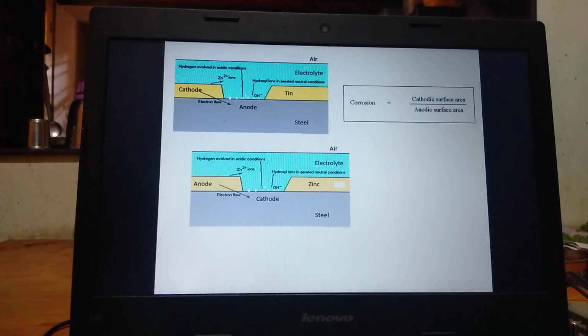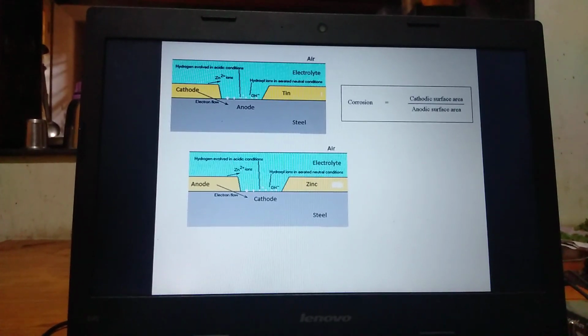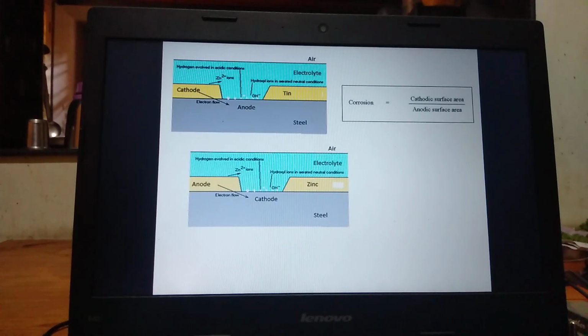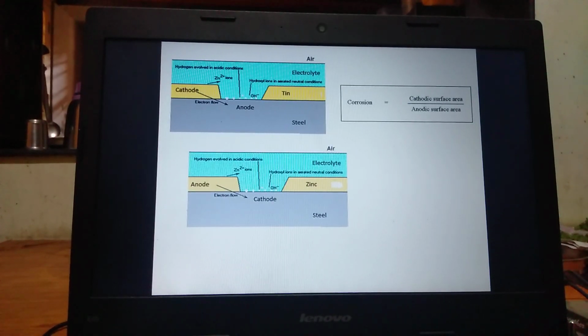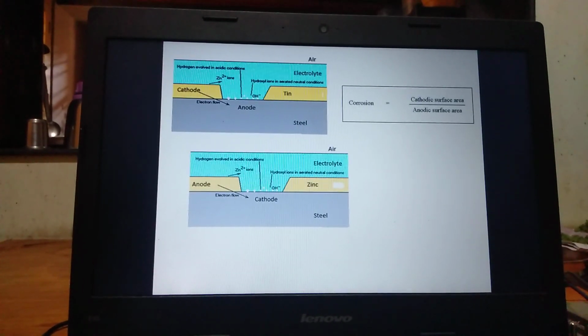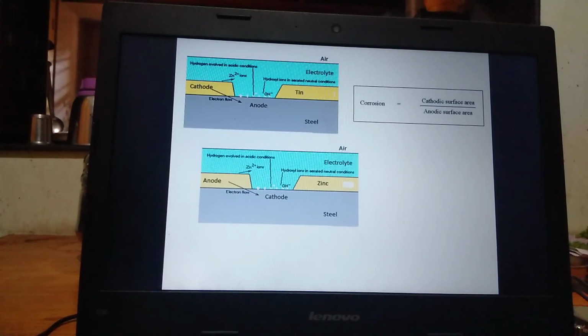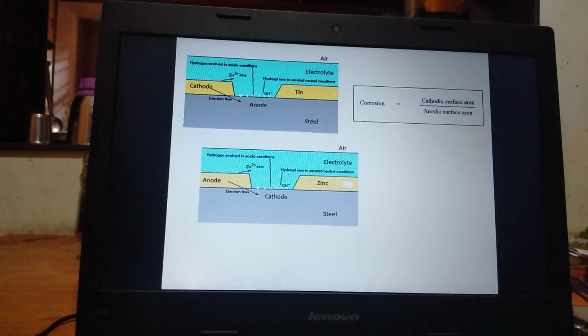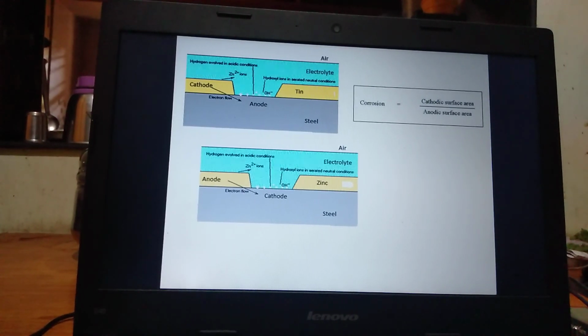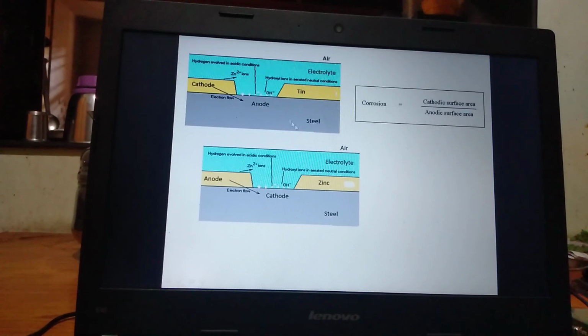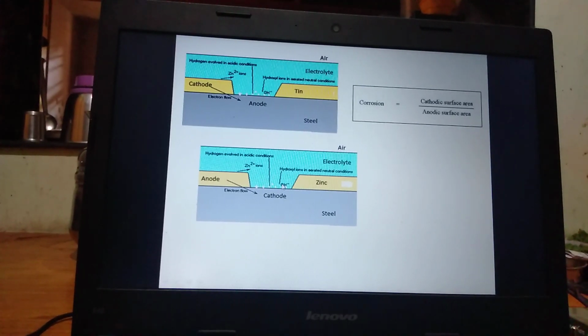On the other hand, zinc plating on iron gives an anodic coating on iron, since zinc is above iron in the EMF series. Even if the zinc plating peels off at some points, intense corrosion of iron would not occur. This is because of the formation of a larger anodic area and a smaller cathodic area.